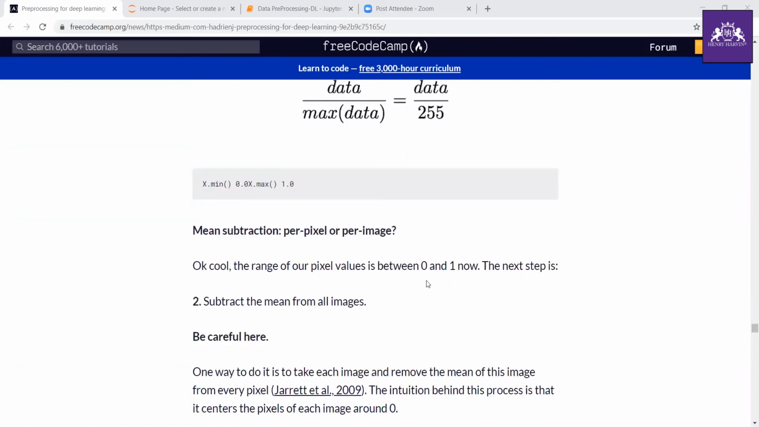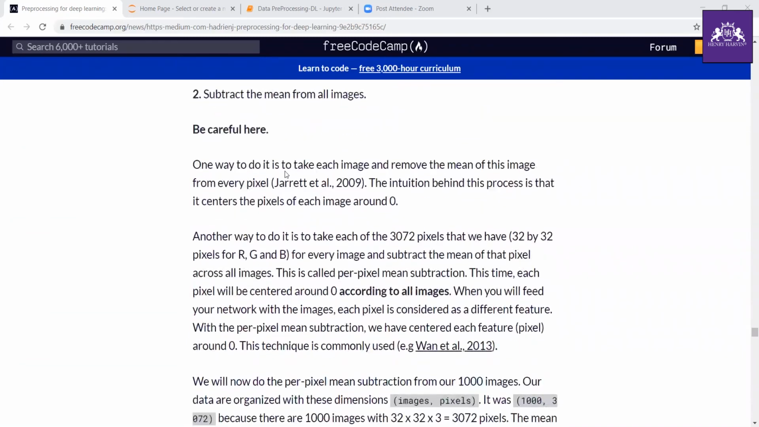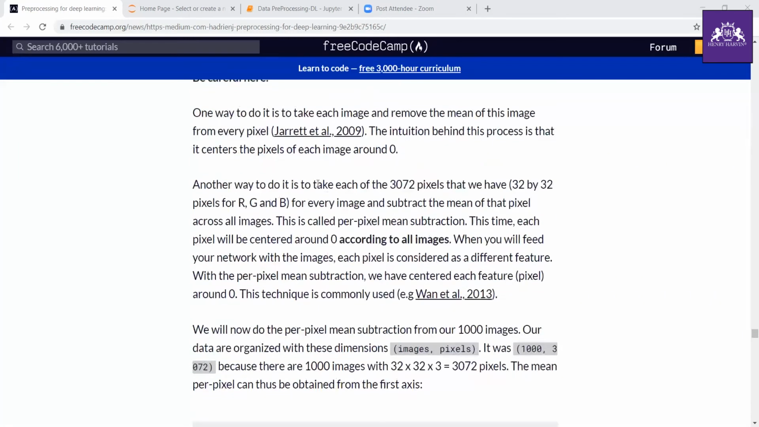The range of our pixel value is between 0 and 1 now. So the next step is to subtract the mean from all the images, right? One way to do it is to take each image and remove the mean of this image from every pixel. The intuition behind this is to center the pixels of each image around 0, right? That's our aim.